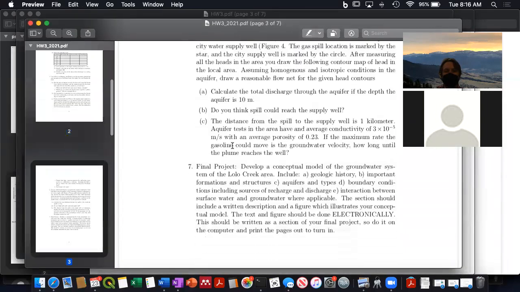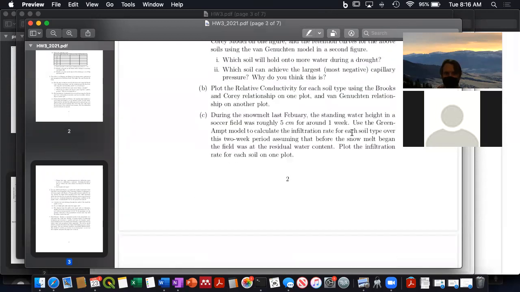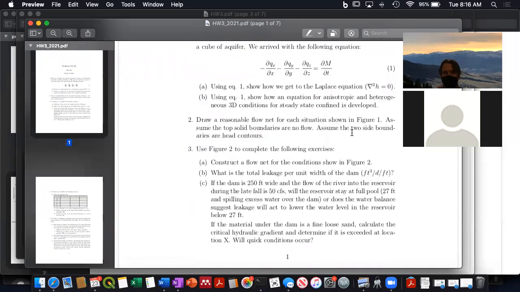So the first question was on problem 6. In part A, you're supposed to calculate the total discharge through the aquifer, and you don't have a K until part C. Use the K of part C to calculate the discharge for part A. The next question was on quick conditions, and we're going to lecture on those quick conditions here in just a second.